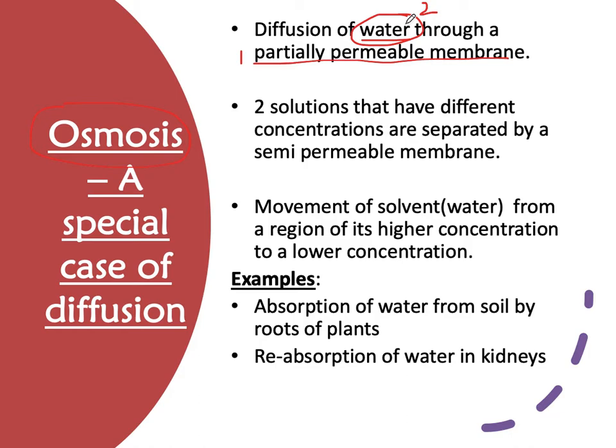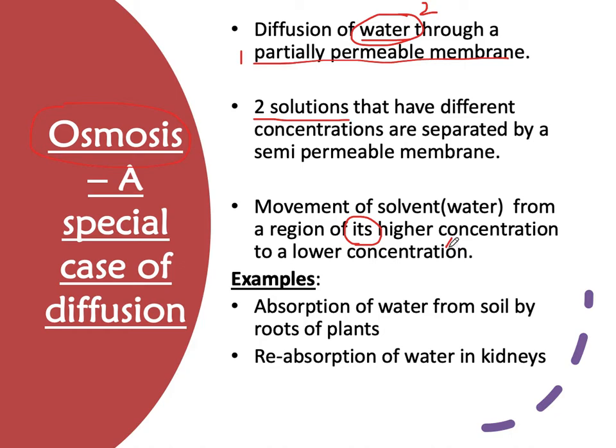All right, now osmosis always happens in comparison. Okay, so now we'll see two solutions having different concentrations separated by a semi-permeable membrane. In such cases we will see that diffusion of water happens on the basis of the concentration gradient, right? I'll explain this point. And next thing is movement of solvent water from a region of its higher concentration to lower concentration. Now this line is common, higher concentration to lower concentration, right?